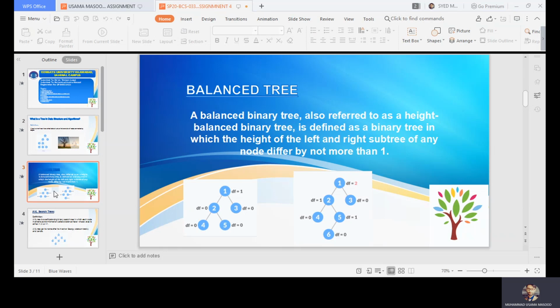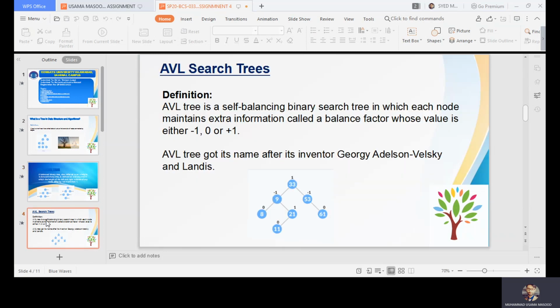So this was about the balanced tree. Actually, there is a disadvantage of a balanced tree. So the next tree which is introduced is the AVL search tree.